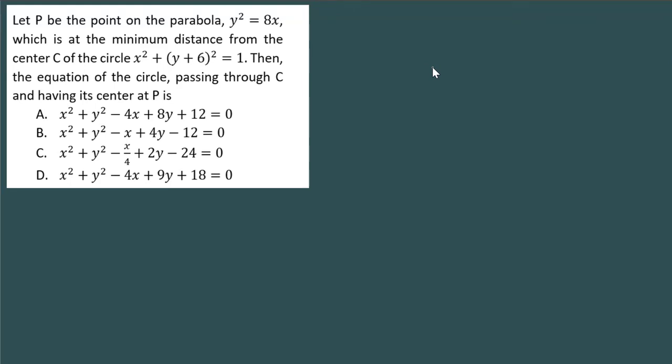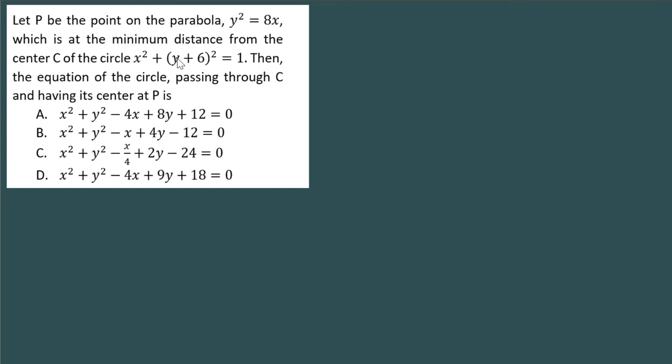Hello students. In this problem, a parabola is given and a circle is given. If you take a point P on the parabola in such a way that the point is at a minimum distance from the center of the circle, and once you get that point P, what they are asking is to get a circle making that point P as the center and make sure that the circle passes through the center of the given circle. So we need to find the equation of this new circle.